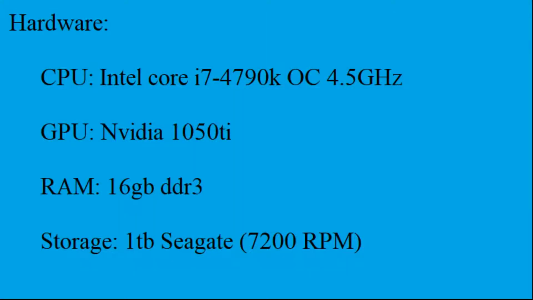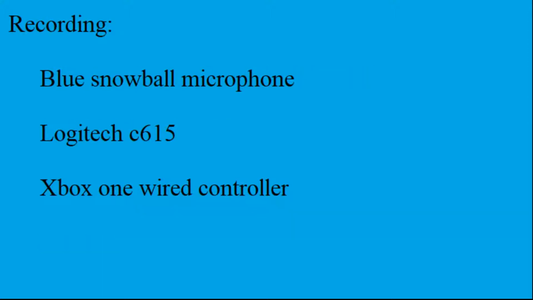First things first, here's what my equipment looks like. My CPU is an i7-4790K, which I have overclocked to a stable 4.5 GHz. My graphics card is an NVIDIA 1050 Ti, and I have 16 gigs of DDR3 RAM. For my test, I will be saving to a 7200 RPM 1TB Seagate drive. As far as my actual recording equipment, I will be using a Blue Snowball microphone and a Logitech C615 HD webcam. All in all, not exactly a high-end station, but I feel these are comparable specs for someone who is just starting a YouTube channel.